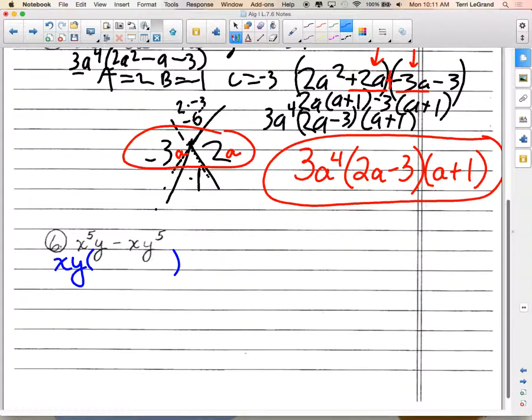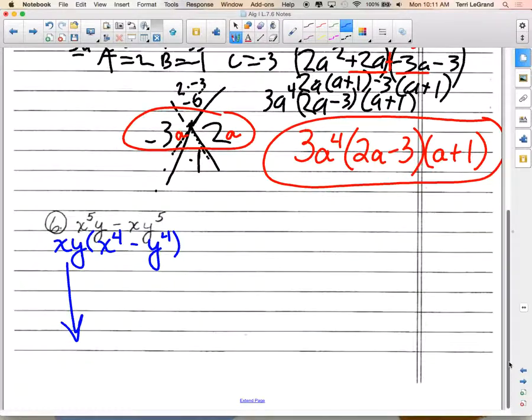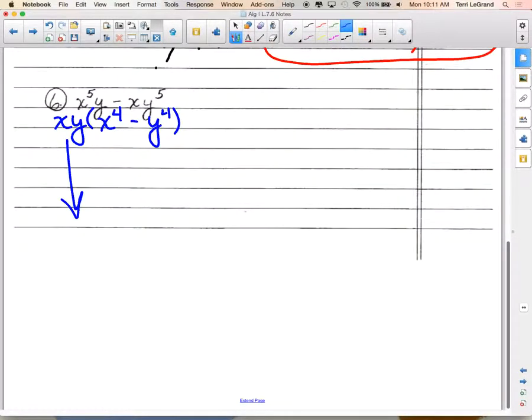So what is xy, x to the 5th y divided by xy, class? Excellent. X to the 4th. Bring down our subtraction sign. What do we have for the other term? Y to the 4th. The x's divide out, don't they? Just like the y's divided out in the first term. Okay. Don't want to forget about that xy. I'll tell you what, if you go wrong anywhere, that's where it's going to be. You're going to forget about that GCF.